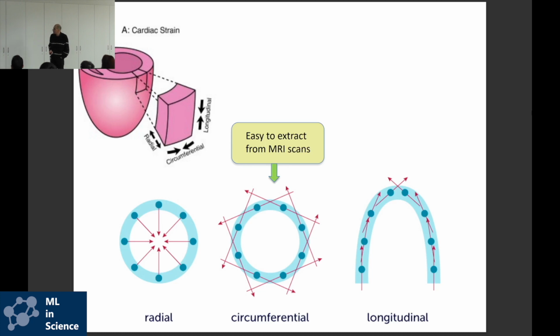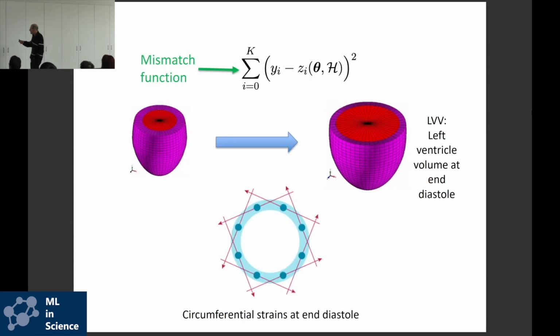So what we have are 24 circumferential strains that are extracted from the magnetic resonance image, and we can also easily get the volume of the left ventricle at late diastole. So that gives us a 25-dimensional parameter vector. We get the values from the magnetic resonance images. So again, 24 circumferential strains and the volume of the left ventricle. We can predict that with our model.